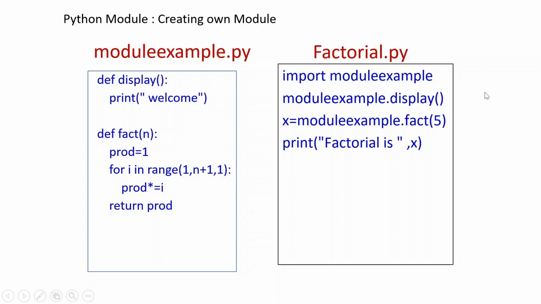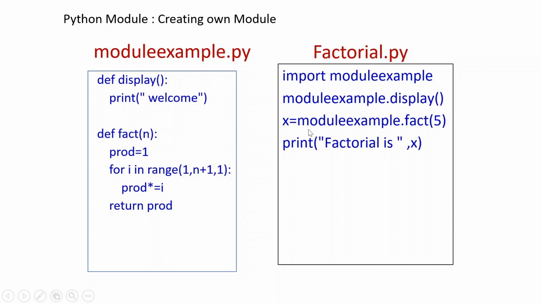Now in the main program, that is factorial.py, we have imported this module, meaning whatever functions we have defined in this module_example.py file, those functions we are accessing in this factorial.py. It will be accessed by using import module_example. So we can access this display and factorial function in our program, and it will be accessed by using module_example.display. So this display function is from this file.